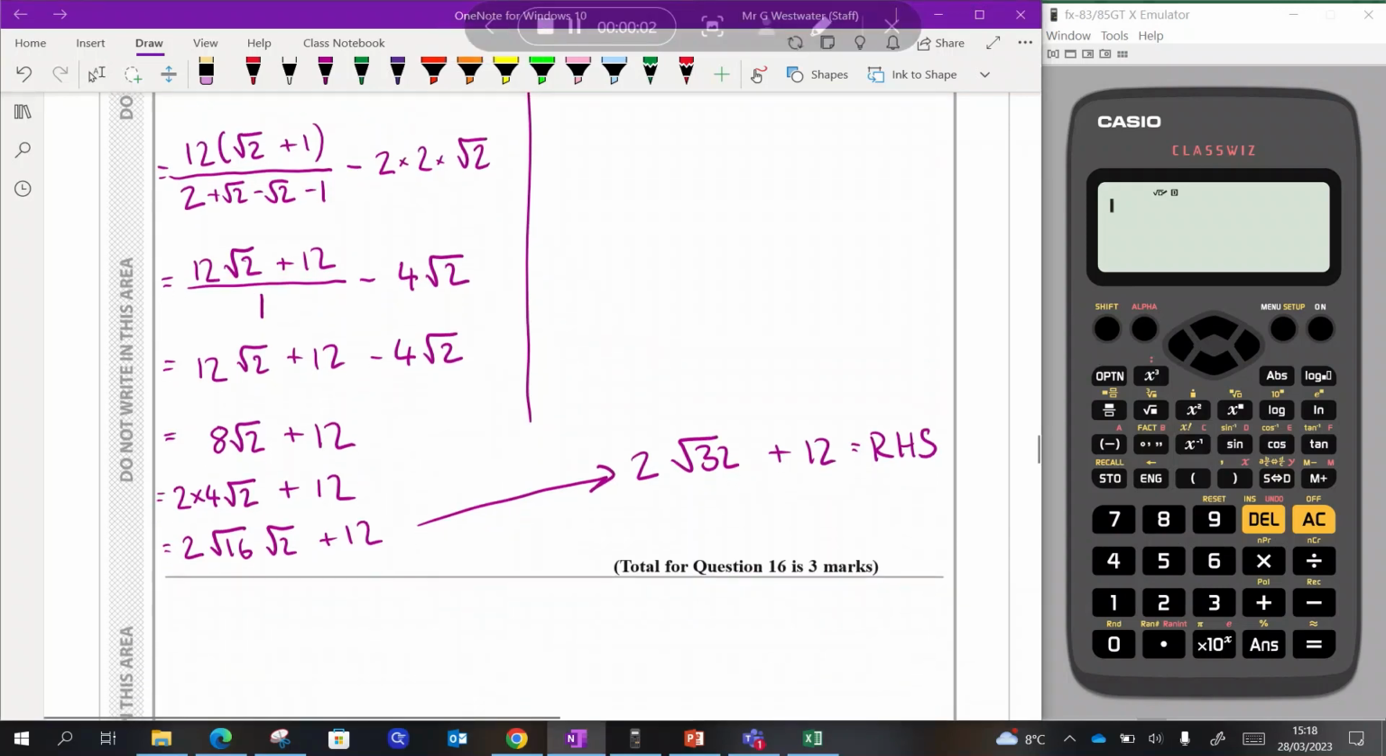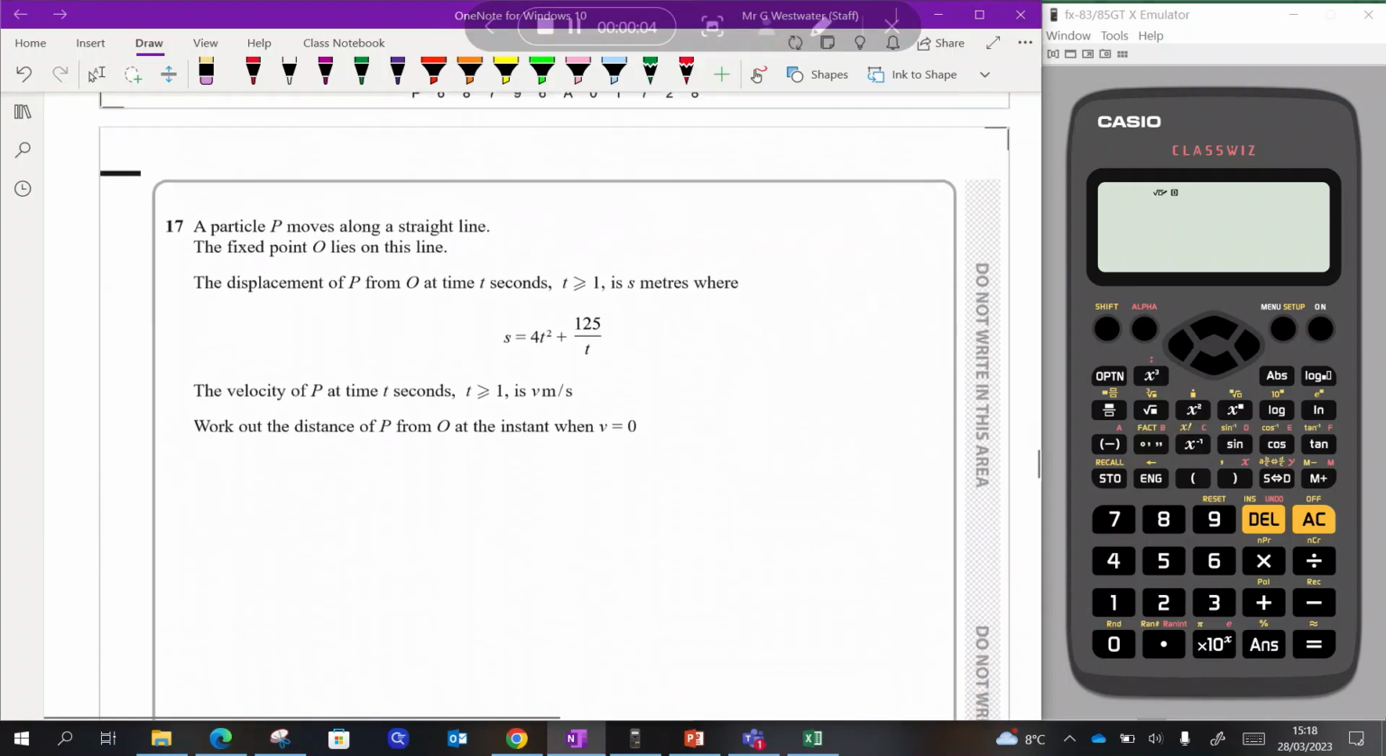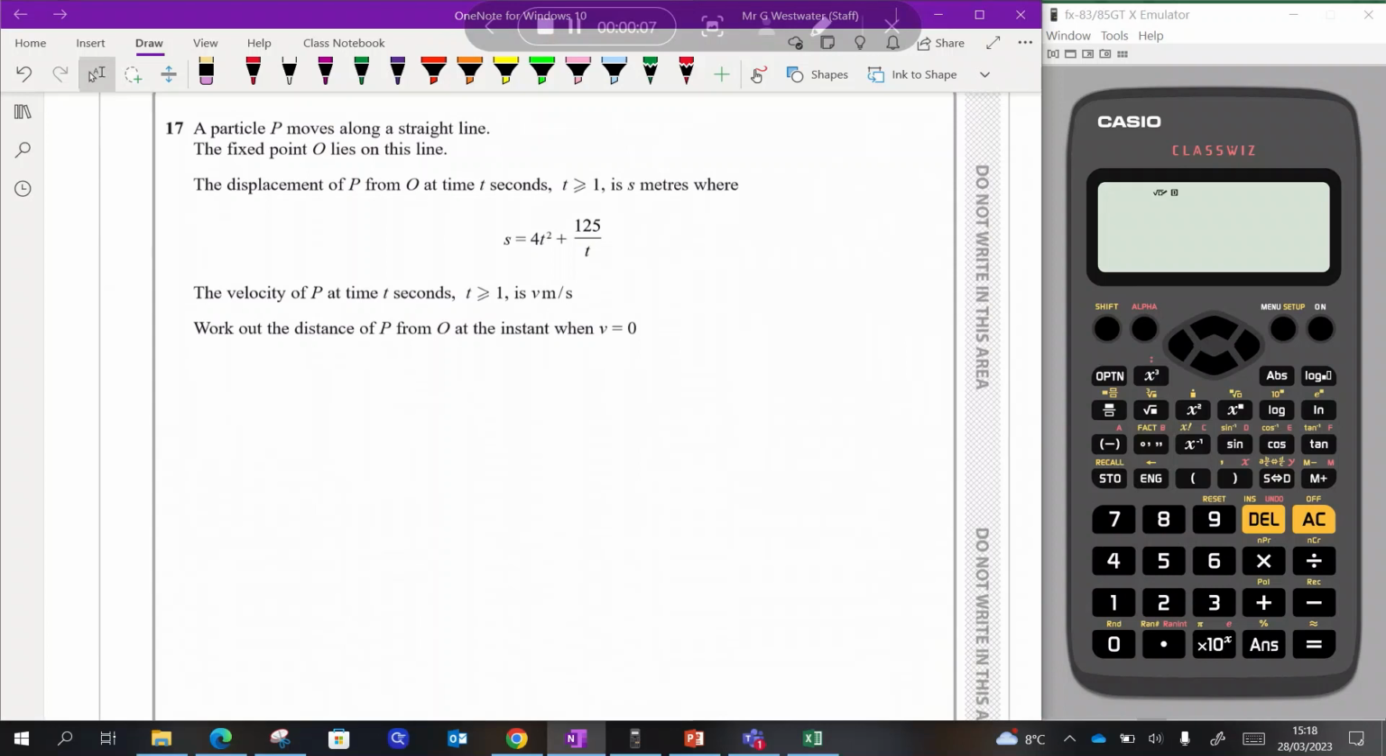Okay, we are well and truly into the latter half of this paper now. Let's go on to question 17. As soon as I see this equation, I know what kind of question this is. Anything that starts with an s equals, and it's always in terms of t, is going to be some form of differentiation question, where we're going from displacement, and then we can differentiate to get velocity, and we might even need to differentiate one more time to get acceleration. So let's have a read of this question and see what it's looking for us to do.